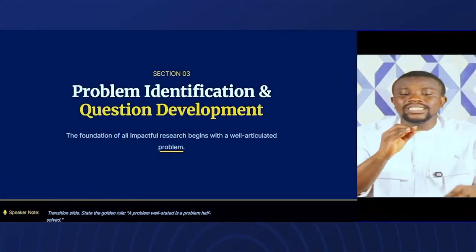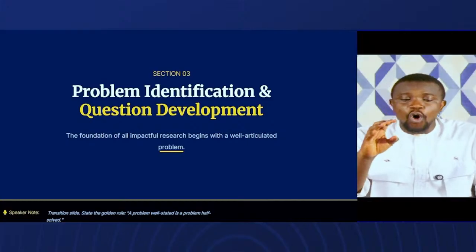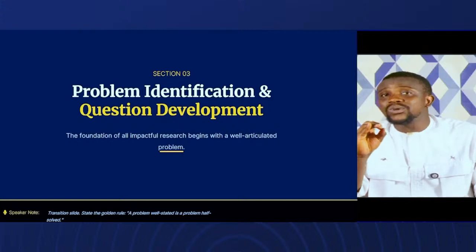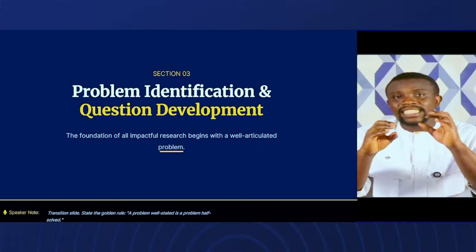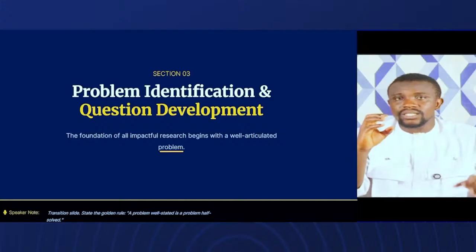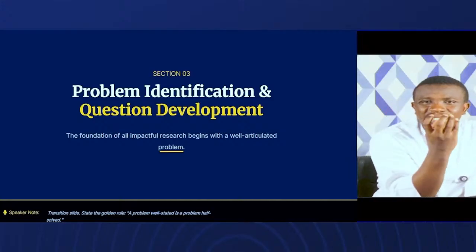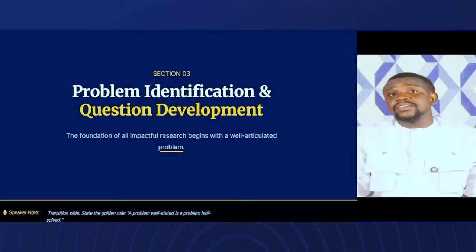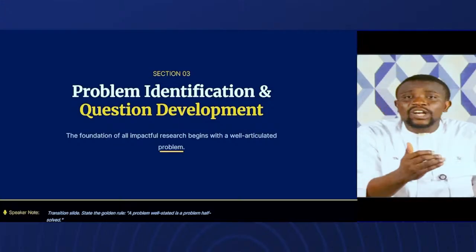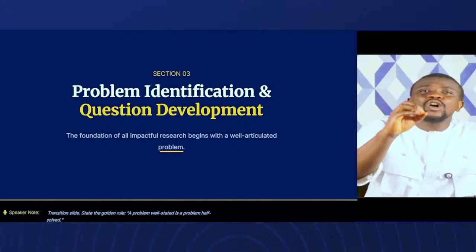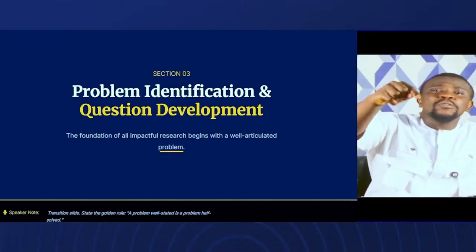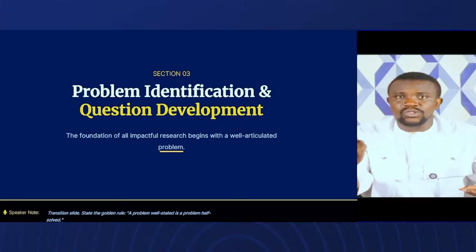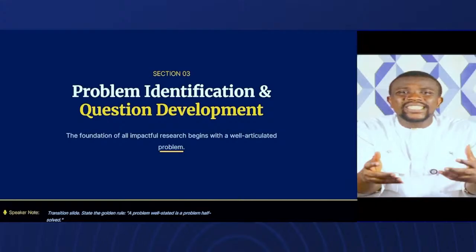And please note that the foundation of all meaningful research begins with a well-articulated problem. And in research, there are two things. Your problem identification: how do you identify your research problem? It's a very important question. And the second thing is: how do you develop your question? Because there is something called research questions. Problem identification and research question are background work that you have to do.